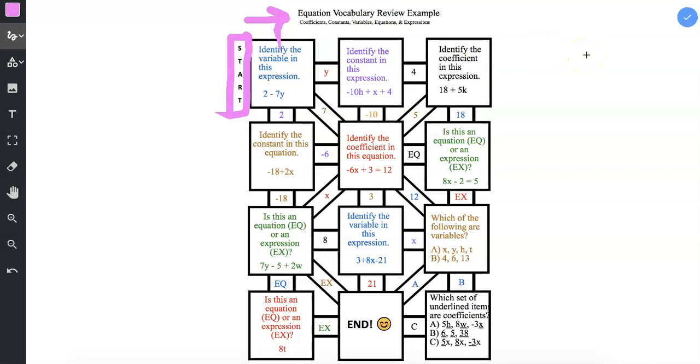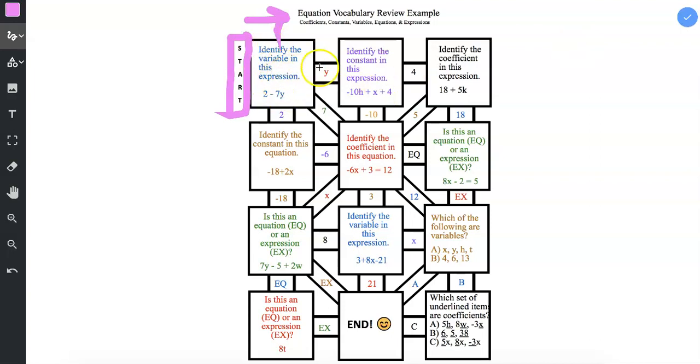So what I want you to do is pull out your notebook, have your notes open to that section. You might even want to look over your definitions really quick of variable, constant, coefficient, equation, and expression. These are the things I want you to get used to. This is what a good student would do, pull out their notebook and review what they've learned. Alright, so let's begin. Identify the variable.